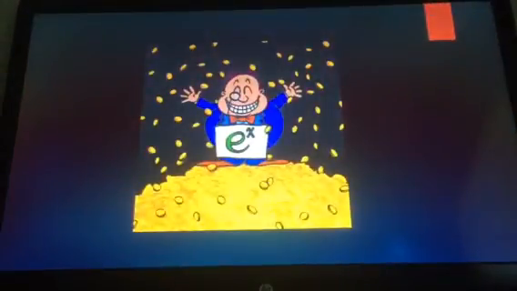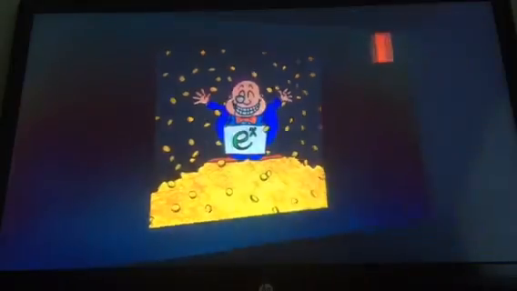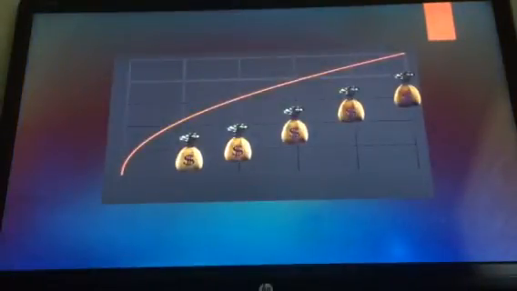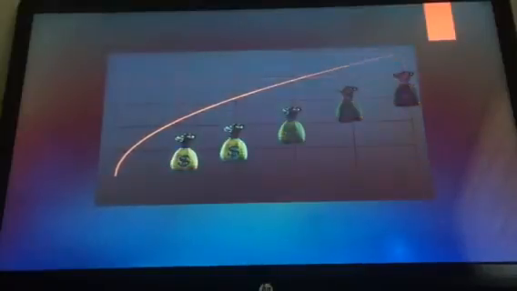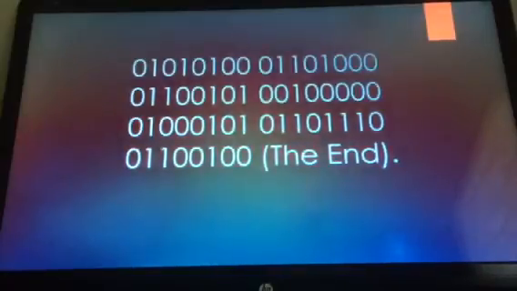And to show this, I made a guy with the exponential parent function, and he's getting a lot of money. And I show the square root, and they're not getting as much money, but they're still getting a lot of money. They're still gaining money, at least. And the end.